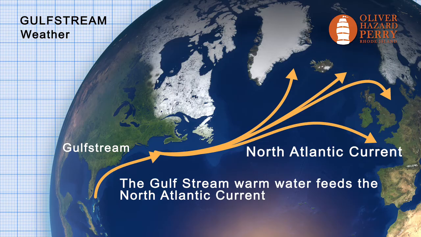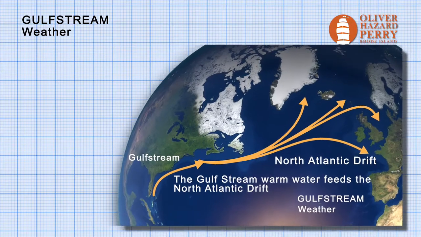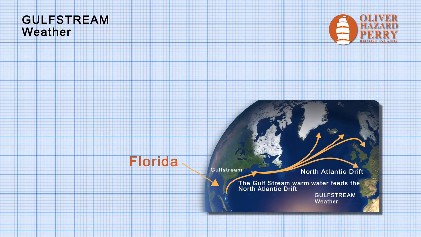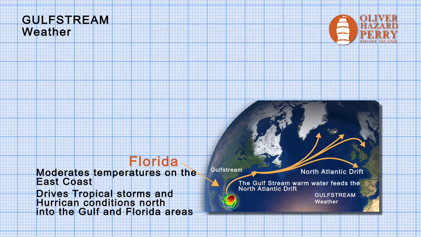So how does the Gulf Stream affect our weather? Starting in Florida, the strong current of water influences the climate of the east coast of Florida, keeping temperatures warmer in the winter and cooler in the summer than most of the other southern or southeastern states. And during hurricane season, tropical storms and hurricanes move from the Caribbean Sea to follow the Gulf Stream to the Gulf of Mexico or the Florida Current to the east coast of the U.S.